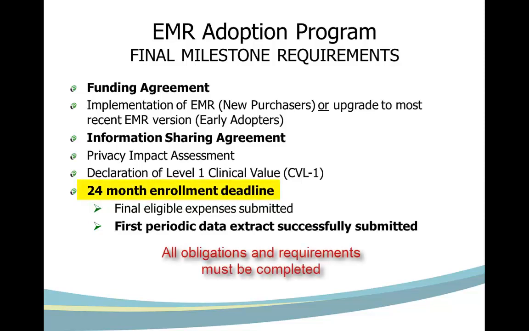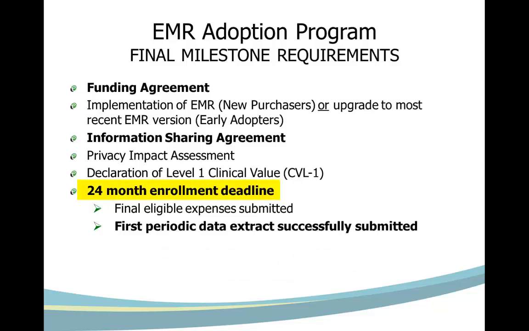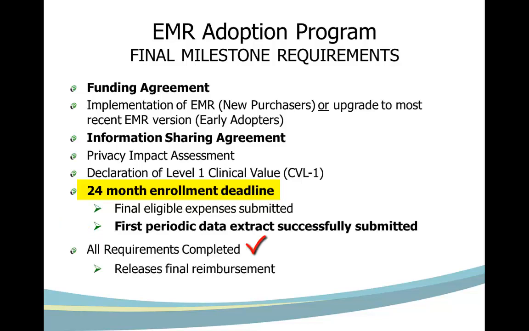All obligations and requirements in the program must be completed by the 24-month enrollment deadline. Both the final submission for eligible expenses and the clinic's first periodic data extract successfully submitted to Manitoba Health must be completed by this deadline. Completion of all the requirements releases the final reimbursement payment from the EMR adoption program. If you have any questions about your clinic status in the program, including your 24-month enrollment deadline, please contact your clinic service representative or CSR.